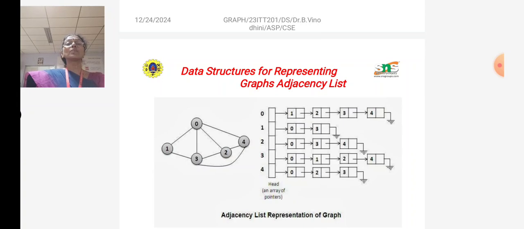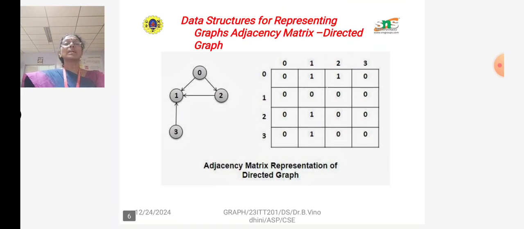Next, the adjacent of 1 is 0 and 3. The adjacent of 3 is 0, 1, 2 and 4, so the linked list for 3 contains 4 nodes. Next, the adjacent of 4 is 0, 2 and 3. Because it is an undirected graph, the adjacency of 4 also has 3 vertices. So here is the representation of the graph in terms of a linked list, and before in terms of an array.